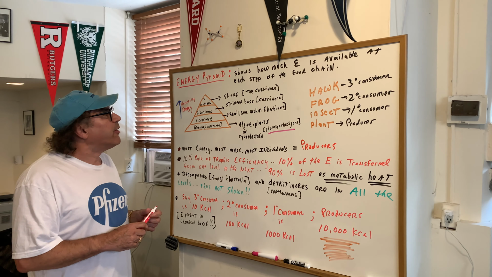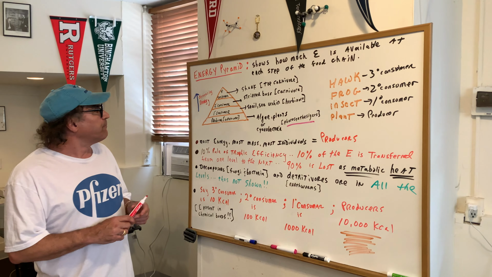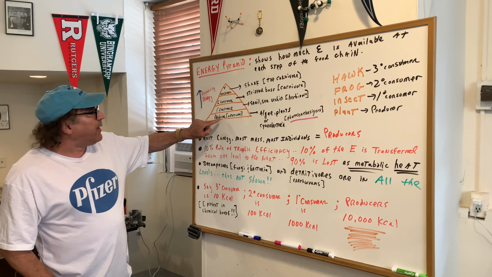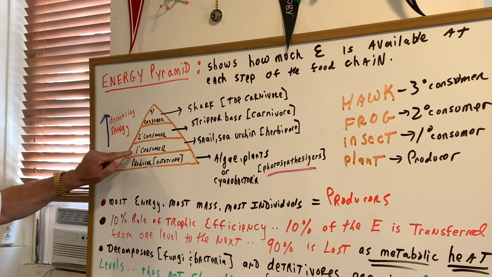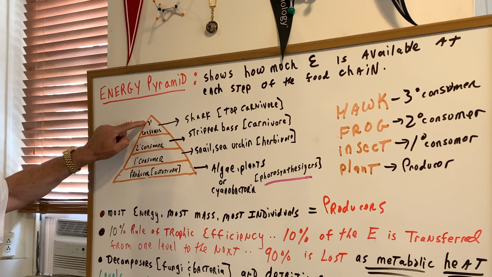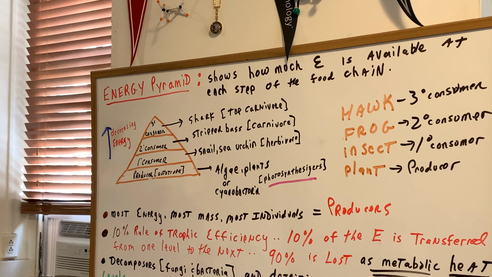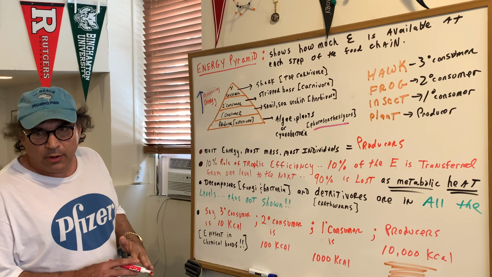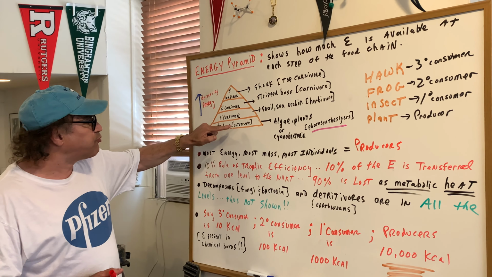Now, the energy pyramid shows how much energy is available at each step of the food chain. I drew a pyramid for you, and as you can see, at the bottom of the pyramid are the producers. The producers, as you know, are the autotrophs. Above that is the primary consumer, then the secondary consumer, and then usually we stop at the tertiary consumer. We want to make sure we understand that as you're going up the pyramid, you're losing energy. So if I said, where is the most energy, what are you going to tell me? At what level? Right, at the producer level.